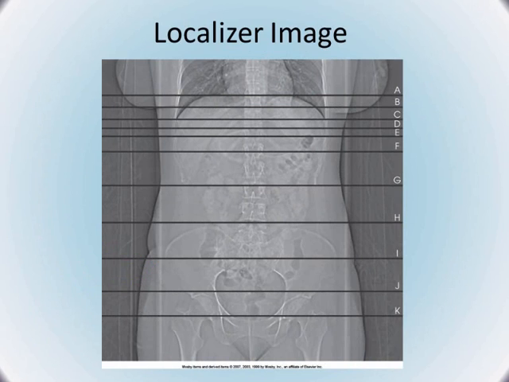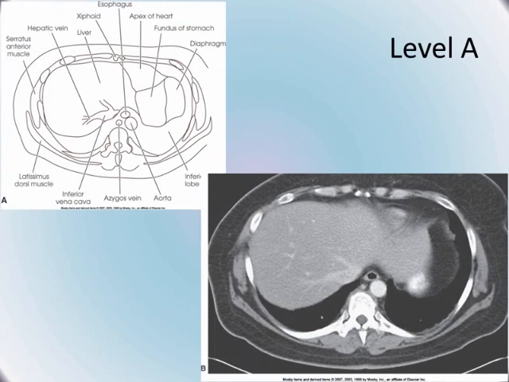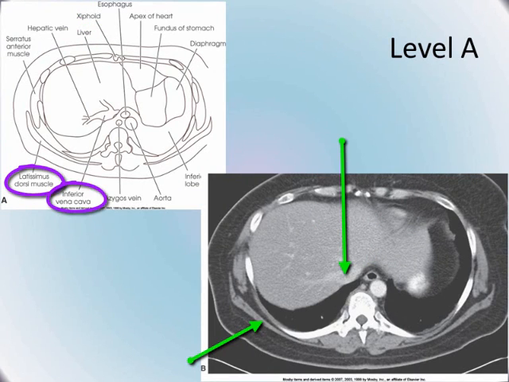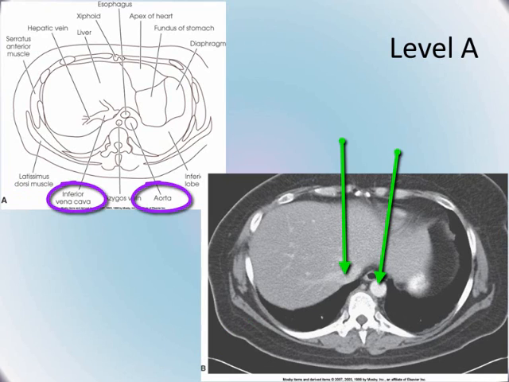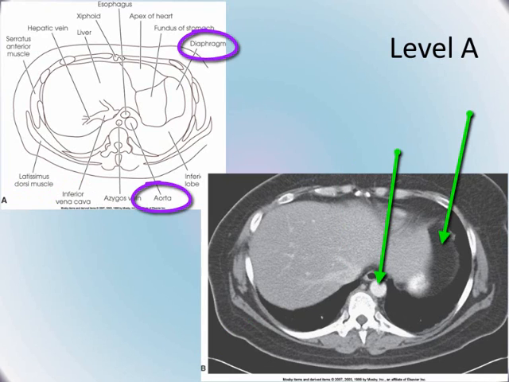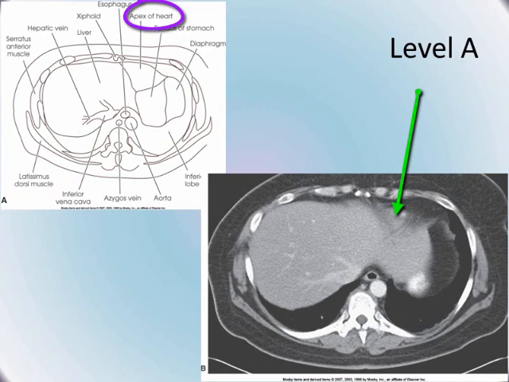Another localizer image now is of the abdomen, and slicing down, starting at the level of the diaphragm and going through the pelvis. In level A, we can see the esophagus, the xiphoid process, the liver, the latissimus dorsi muscle, the inferior vena cava, the aorta, the diaphragm, and the apex of the heart.